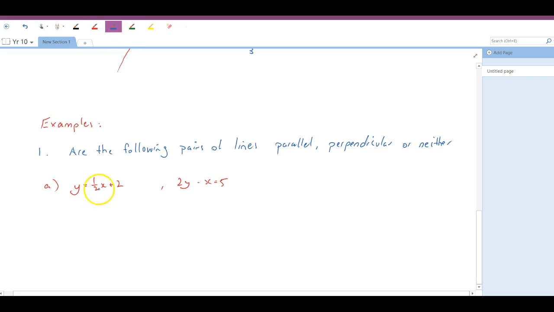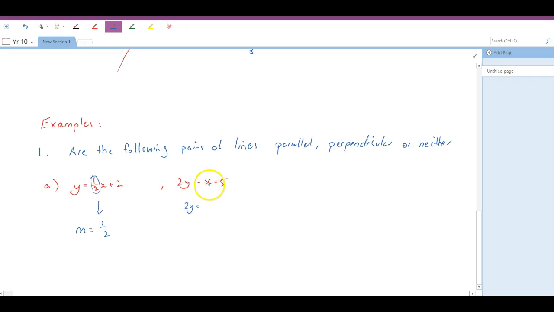So what's the gradient of this line? That's all we want. We just want to know what the gradient is. Well, that's easy because it's in gradient intercept form, isn't it? There's my gradient right there. So my gradient's a half here. This one's not so obvious. I've got to make y the subject. So let's go about doing that.